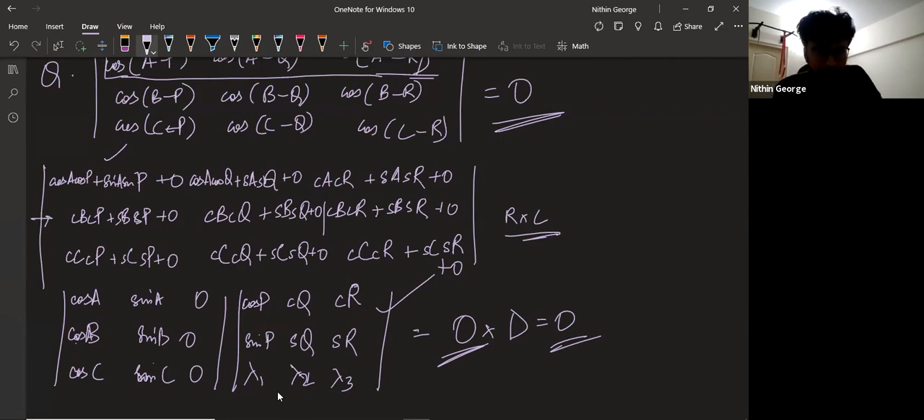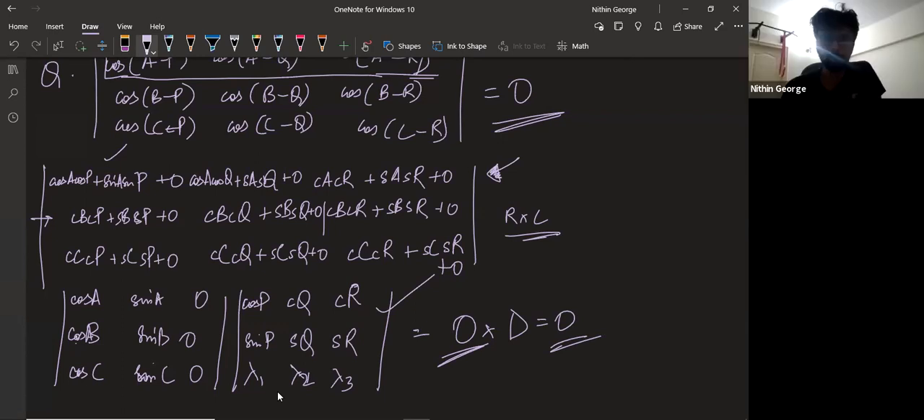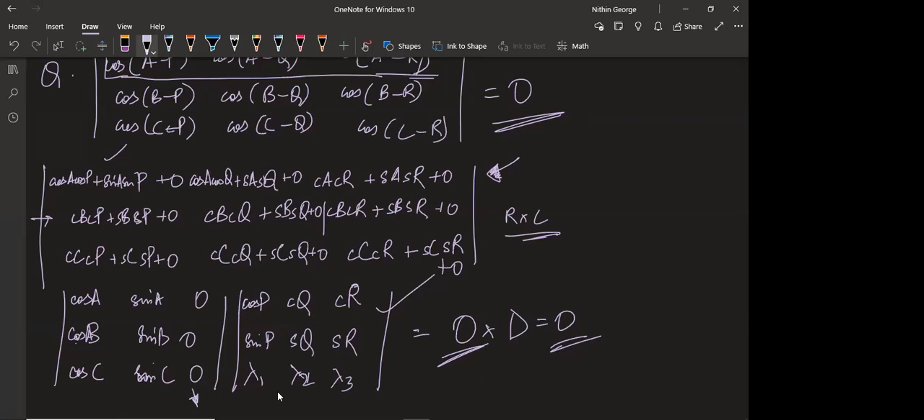The tough part was understanding this one. Okay. Once you get that, it's an easy problem. Any doubts here, guys? Sir, can you explain the last step alone again? This one, where this one's determinant became 0. Yes, sir.